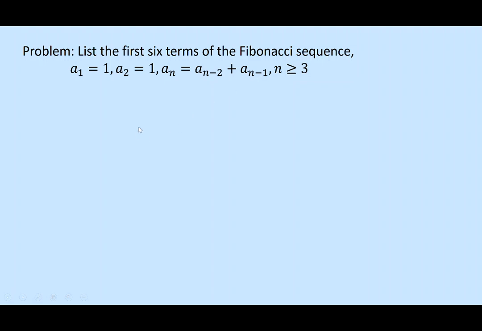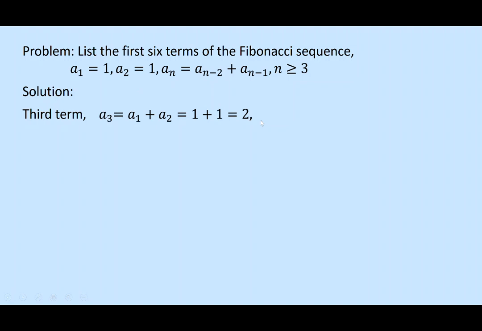Meaning, maybe I will show. So a sub 3, according to this, should be what? A sub 3, n is 3, should be a sub 3 minus 2, which is a sub 1, plus a sub 3 minus 1 is 2, so a sub 2. Basically, a sub 3 is a sub 1 plus a sub 2. Would you agree? And what is a sub 1? 1. What is a sub 2? Is also 1. So a sub 3 is a sub 1 plus a sub 2, and that turns out to be 2.